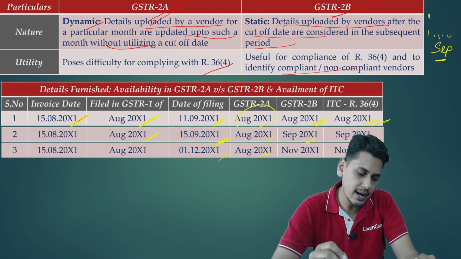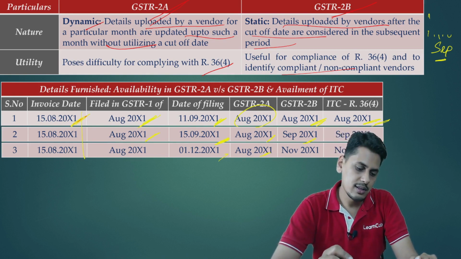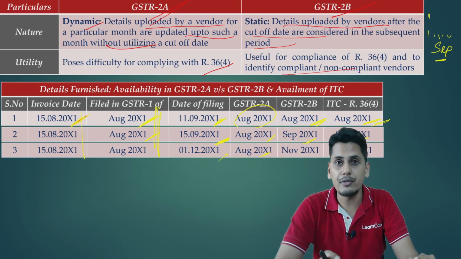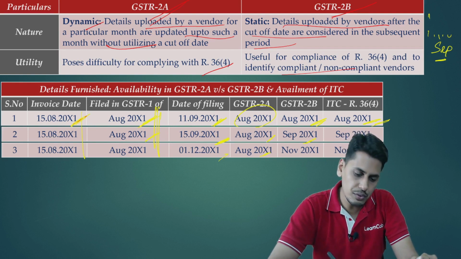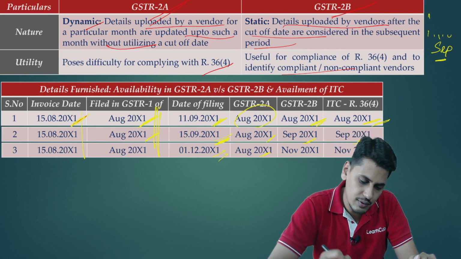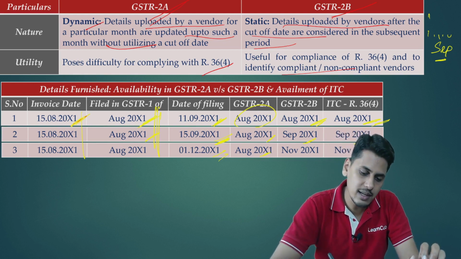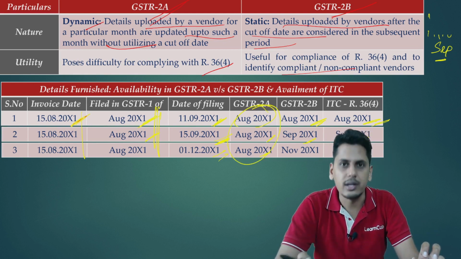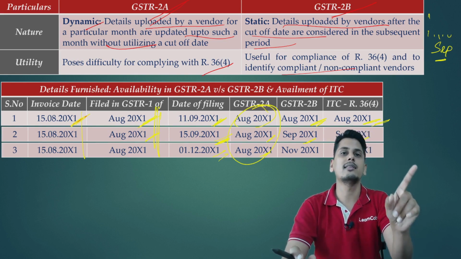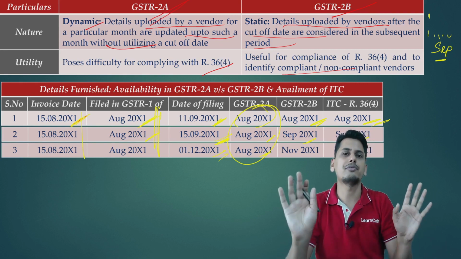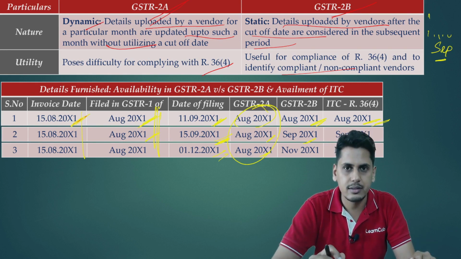Friends, if you would have noticed the pattern, invoice dated, all the 3 examples, 15th of August. This invoice is included in GSTR-1 of August in all the 3 cases. Case 1, it was filed on 11th of September. Case 2 filed on 15th of September. Case 3, GSTR-1 was filed on 1st of December. Irrespective of these dates, it always appears in GSTR-2A of August only. Because as regards 2A is concerned, all that you need to see is in which month this invoice is being included. Ignore the date of filing. If it is included in the GSTR-1 of August, it would appear in 2A of August.